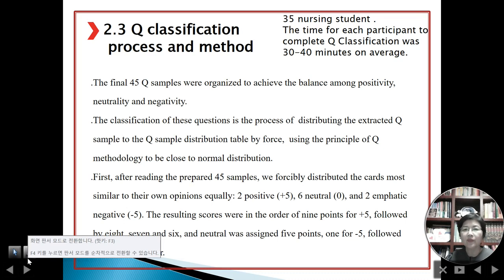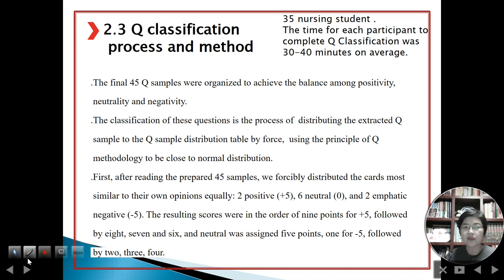Q classification process and method. For the 35 nursing students, the time for each participant to complete the Q classification was 40 to 50 minutes on average. The final 45 Q samples were organized to achieve a balance among positive, neutral, and negative. The classification is the process of distributing the extracted Q samples to the Q sample distribution table by pose, using the principle of Q methodology to be chosen to a normal distribution.